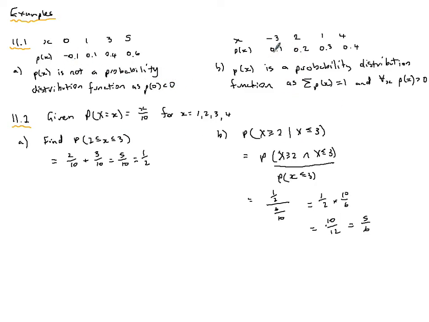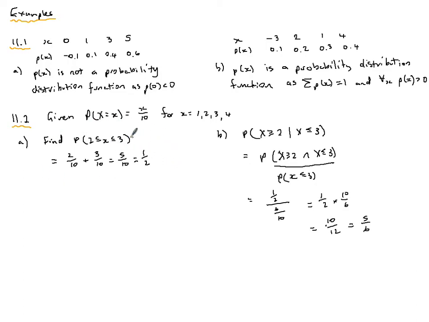In B, these do add up to 1. They are all greater than 0. Therefore, we do have a probability distribution function. Tick. In 11.2, we're given a different sample and we need to look at it. So we've been told that p(x) equals x over 10 for these 4 values. And if we add up 1 over 10 and 2 over 10 and 3 over 10 and 4 over 10, funnily enough, we get 1. So this is a probability distribution function. There are no negative probabilities created by these values.